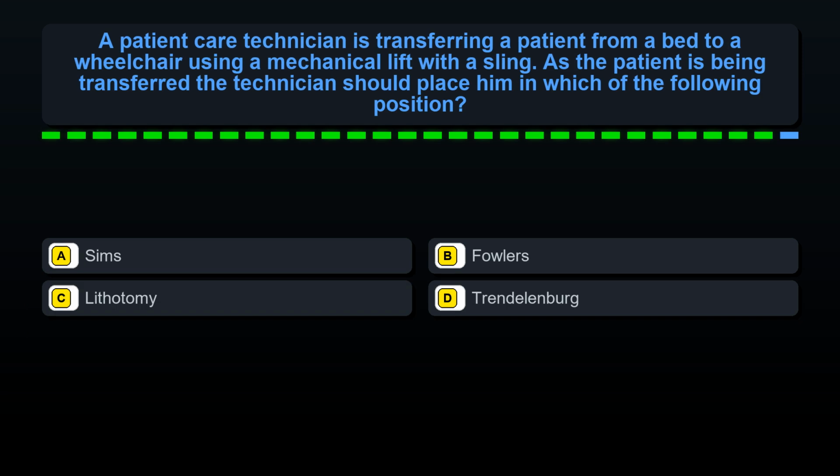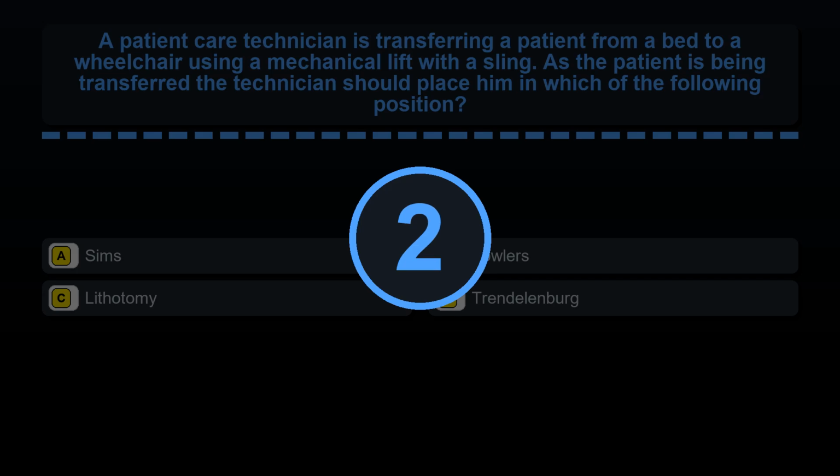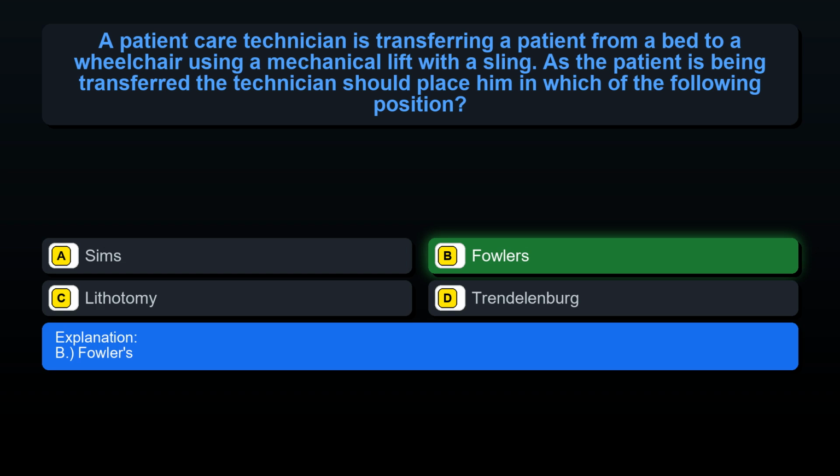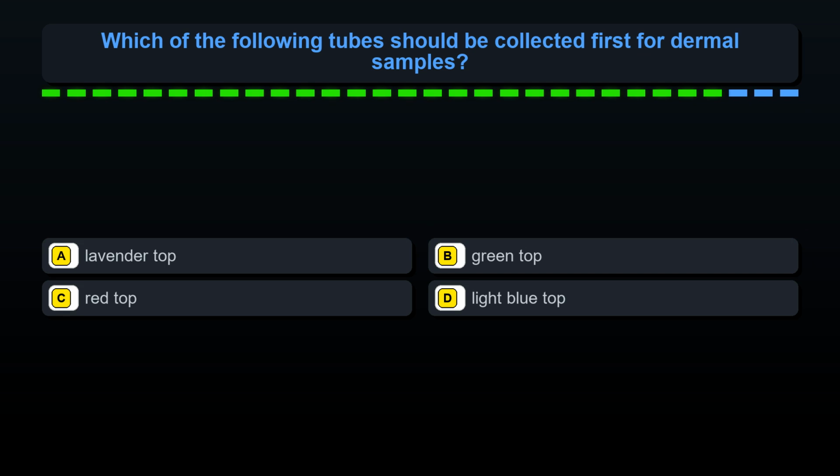Question 54. A patient care technician is transferring a patient from a bed to a wheelchair using a mechanical lift with a sling. As the patient is being transferred, the technician should place him in which of the following positions? Option A, Sims. Option B, Fowler's. Option C, lithotomy. Option D, Trendelenburg. The correct answer is option B, Fowler's.